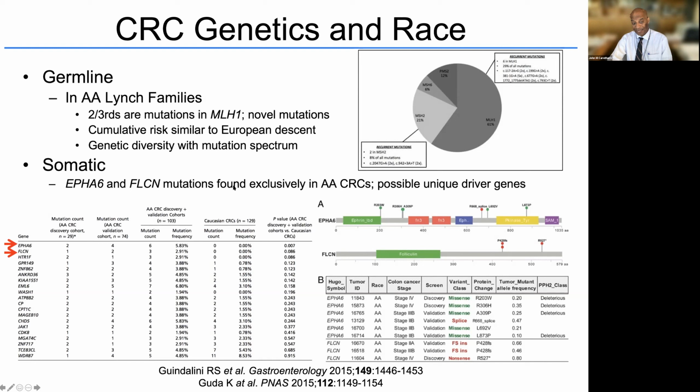What about somatic mutations? So these are mutations found within the tumor. There's this one paper that was published in PNAS a few years ago, which showed specific mutations in EPHA6 and FLCN were found exclusively in some African-American colorectal cancers as possible driver genes, but that hasn't been reproduced in another study just yet.